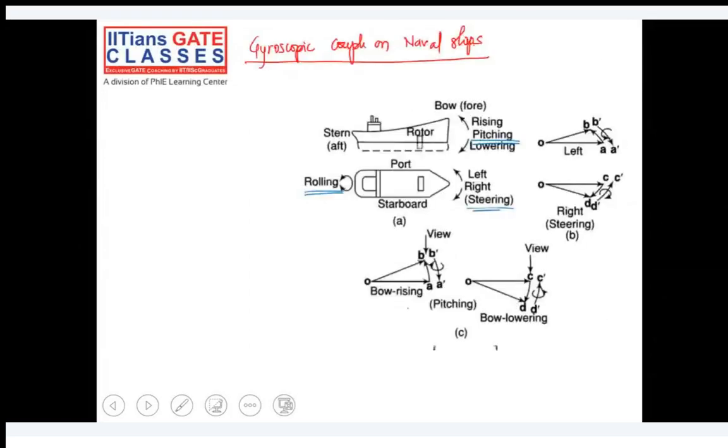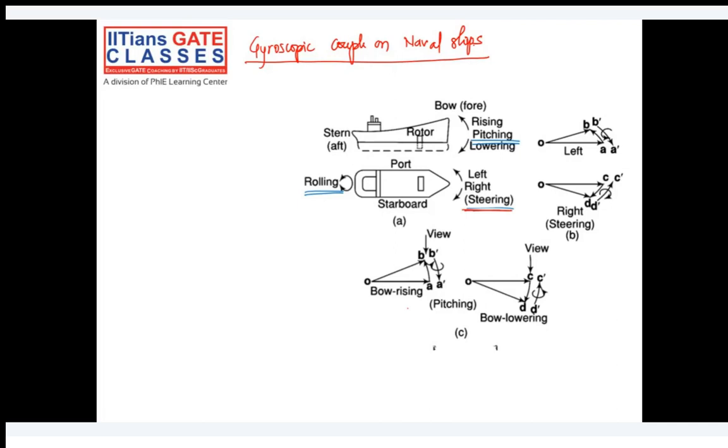What does the definition say? The definition says that if the axis of spinning of the rotating body is given an angular motion... In case of steering, are we changing the axis of rotation? Yes, correct. We are changing the axis of rotation by some angle. In pitching, are we doing the same? Yes. So in these two situations, we can think of a gyroscopic effect.